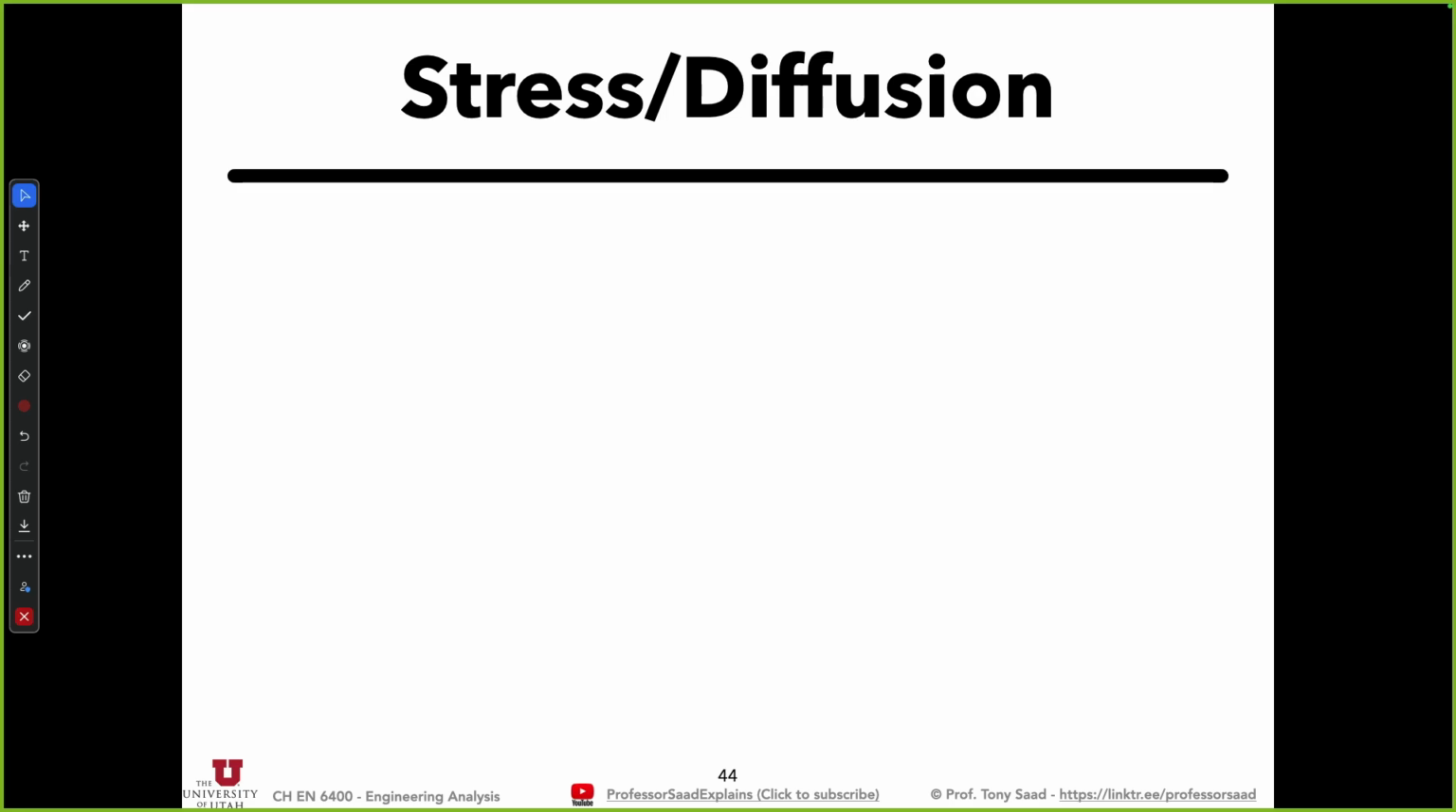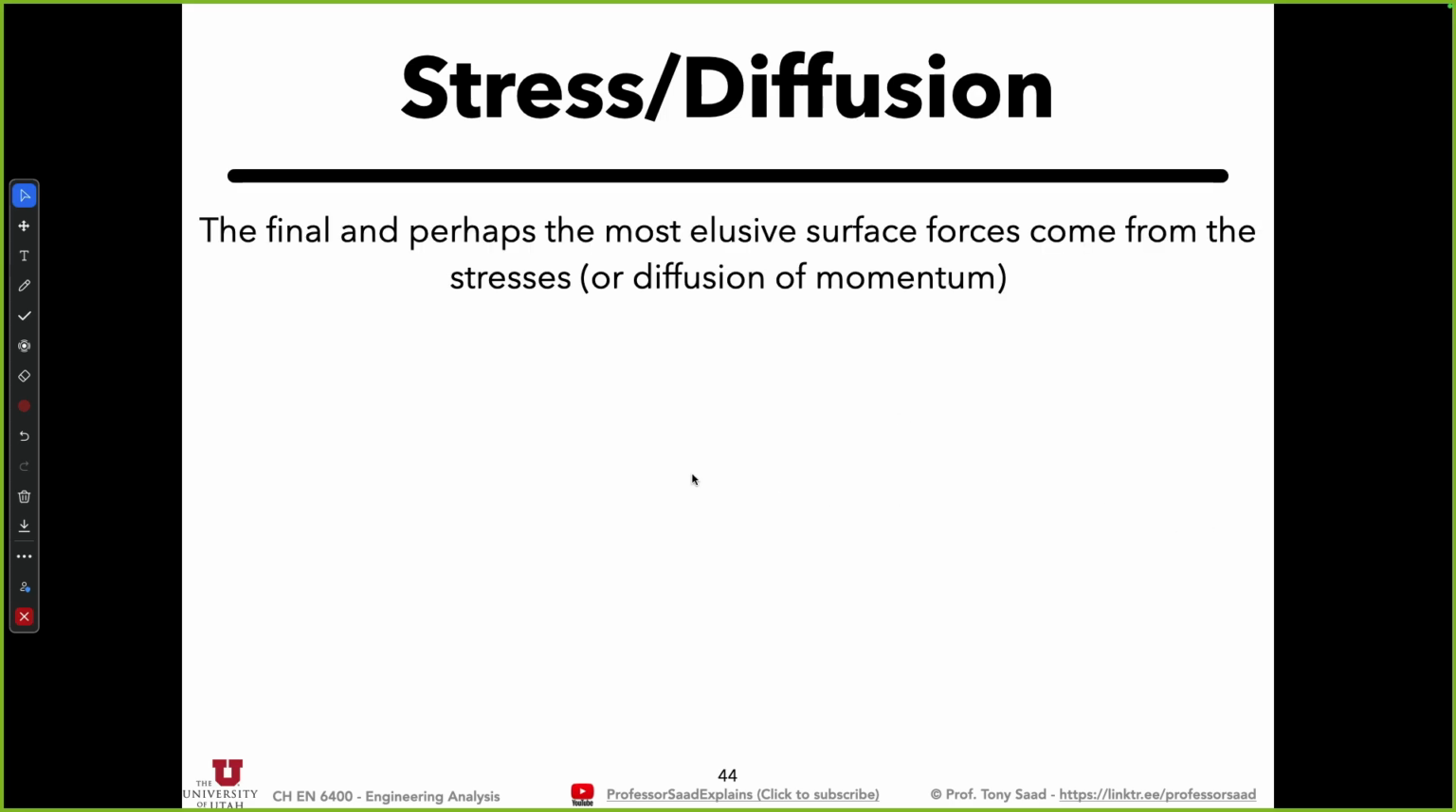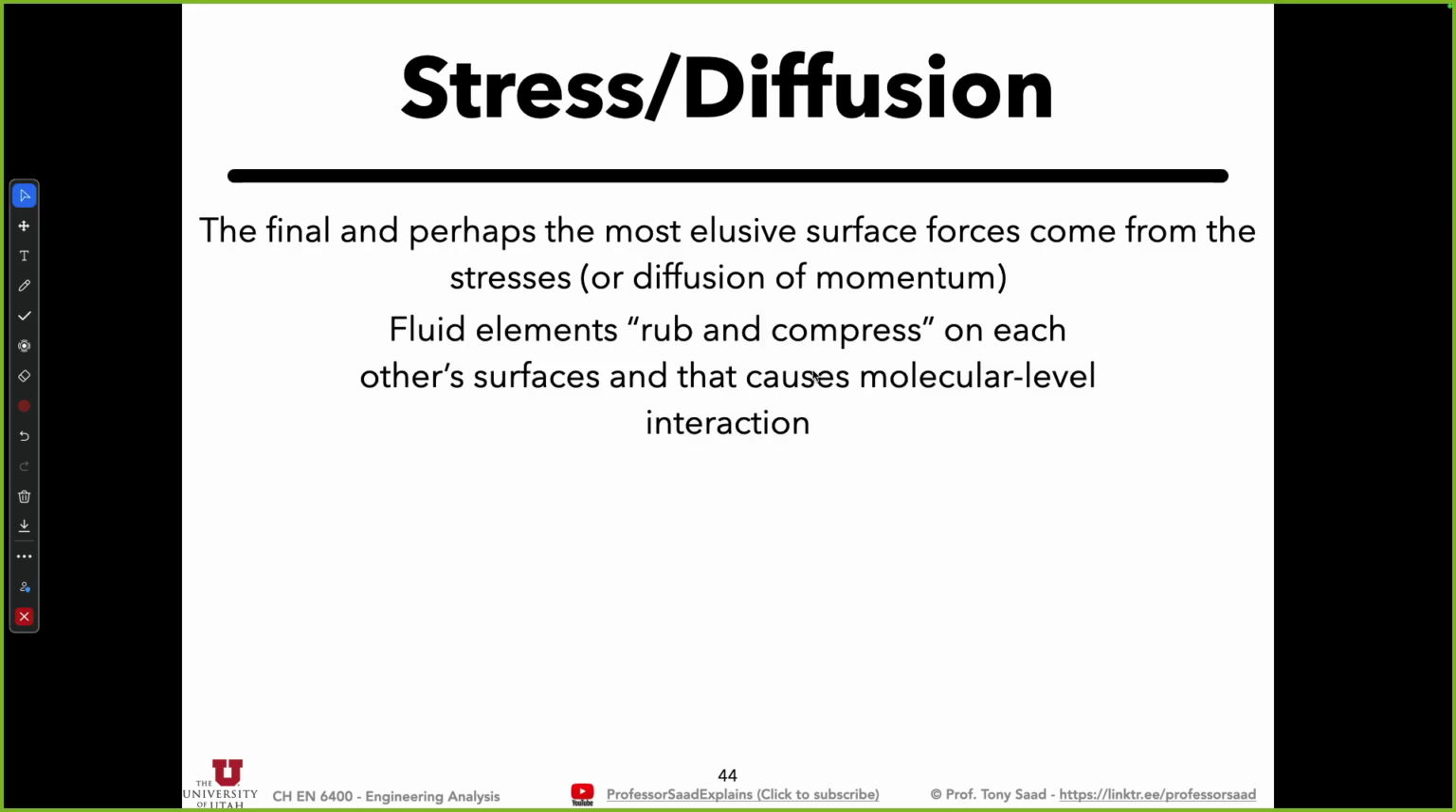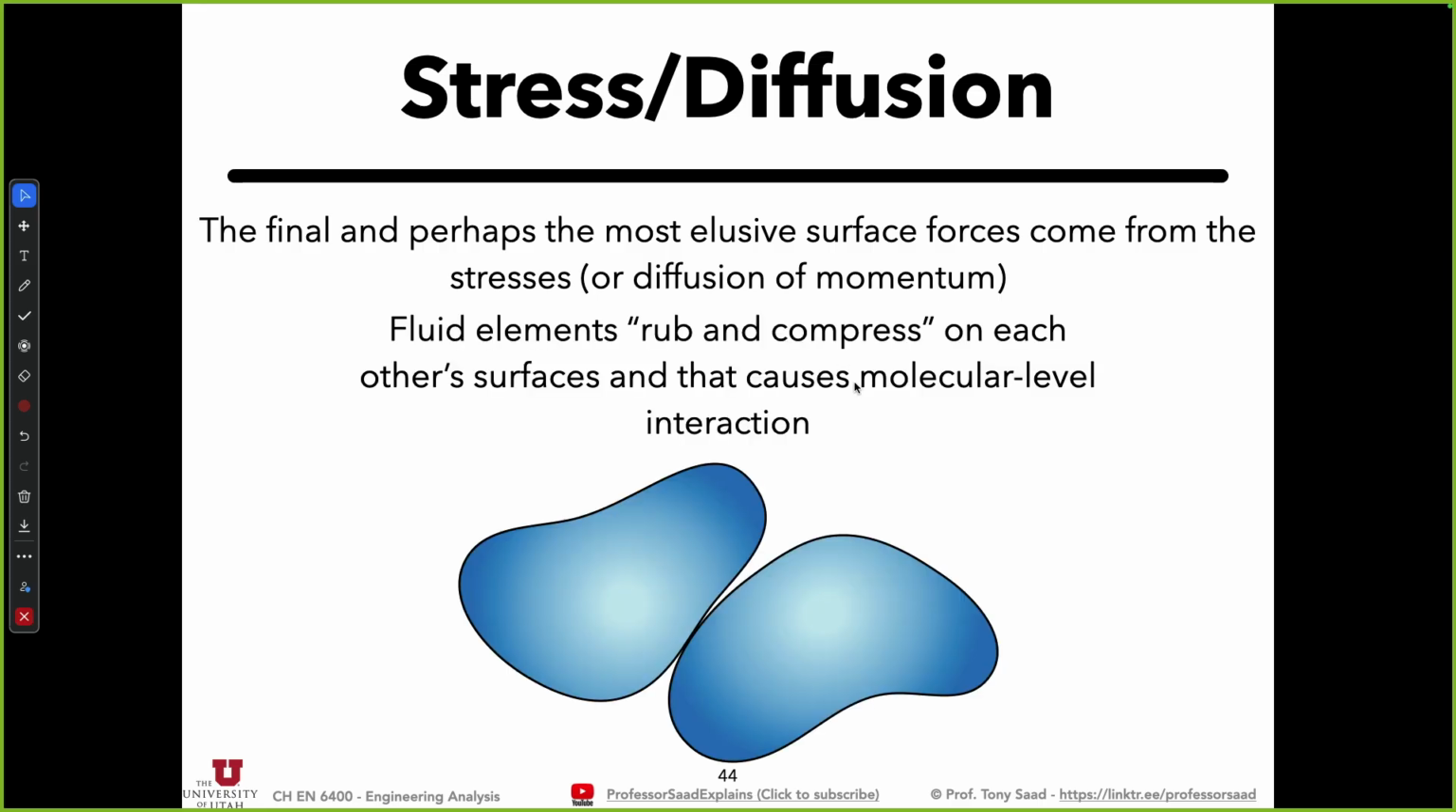I am going to interchangeably call this stress, diffusion, viscous stress. All of those words mean the same thing, okay? Because I'm going to present this as a unified theory, as a unified approach. This is our final external force. It is a surface force, and a very complicated surface force. And it comes from these fluid elements rubbing and compressing on each other. So as they're transported, they're not penetrating each other. They're kind of touching each other, compressing so that they deform, so they exert a force, etc.